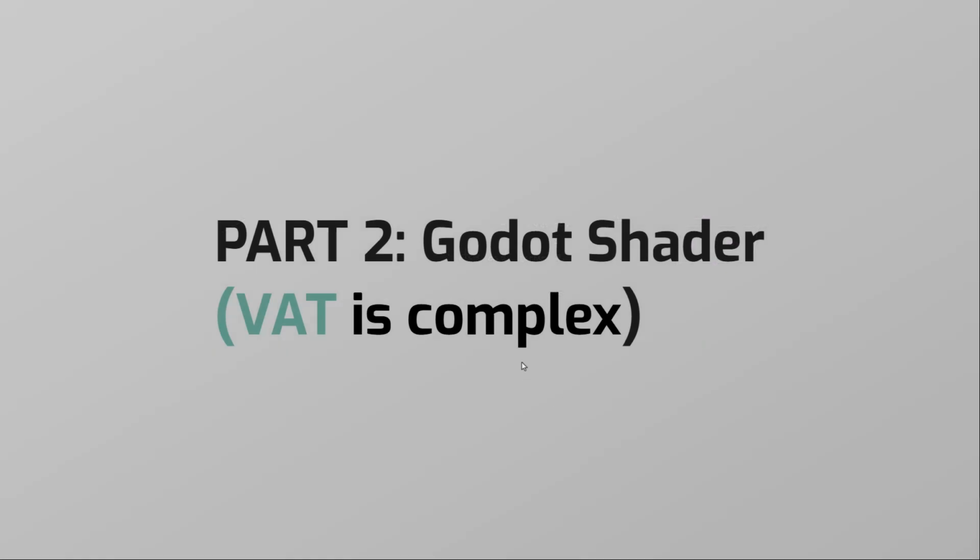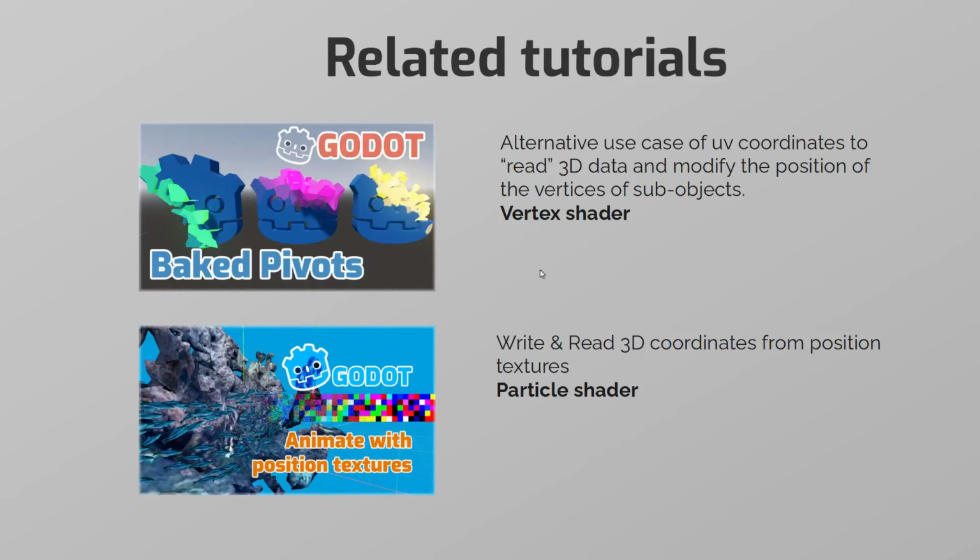I have to say that the first time I knew about vertex animation textures, it was complex for me to understand. Because of that, I think it's important that you watch these two tutorials before. The first one shows you that UV coordinates have different applications, and the second tutorial explains how to create and read textures in a particle shader. It's simpler than the vertex shader, so the concepts of reading and writing are a bit simpler and easier to understand, in my opinion.